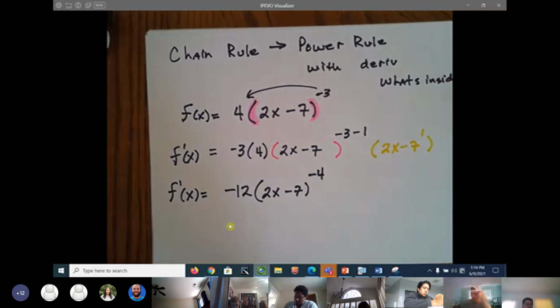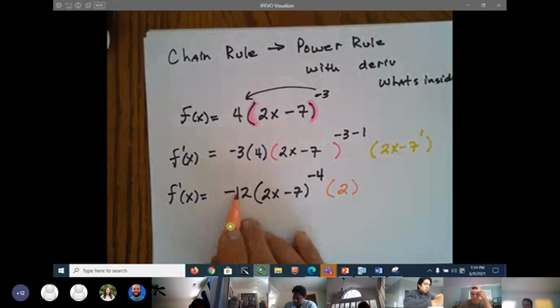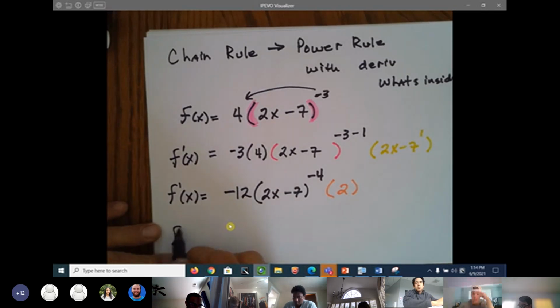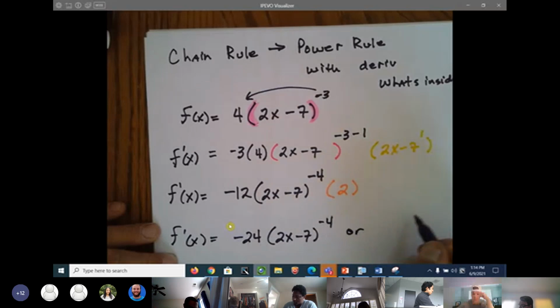And then what is the derivative of 2x minus 7? 2. And you'll take that 2 and multiply it by that 12. And for your final answer, you have two ways to write it. f prime of x is equal to negative 24 times (2x minus 7) to the negative fourth power, or negative 24 over (2x minus 7) to the positive fourth power.